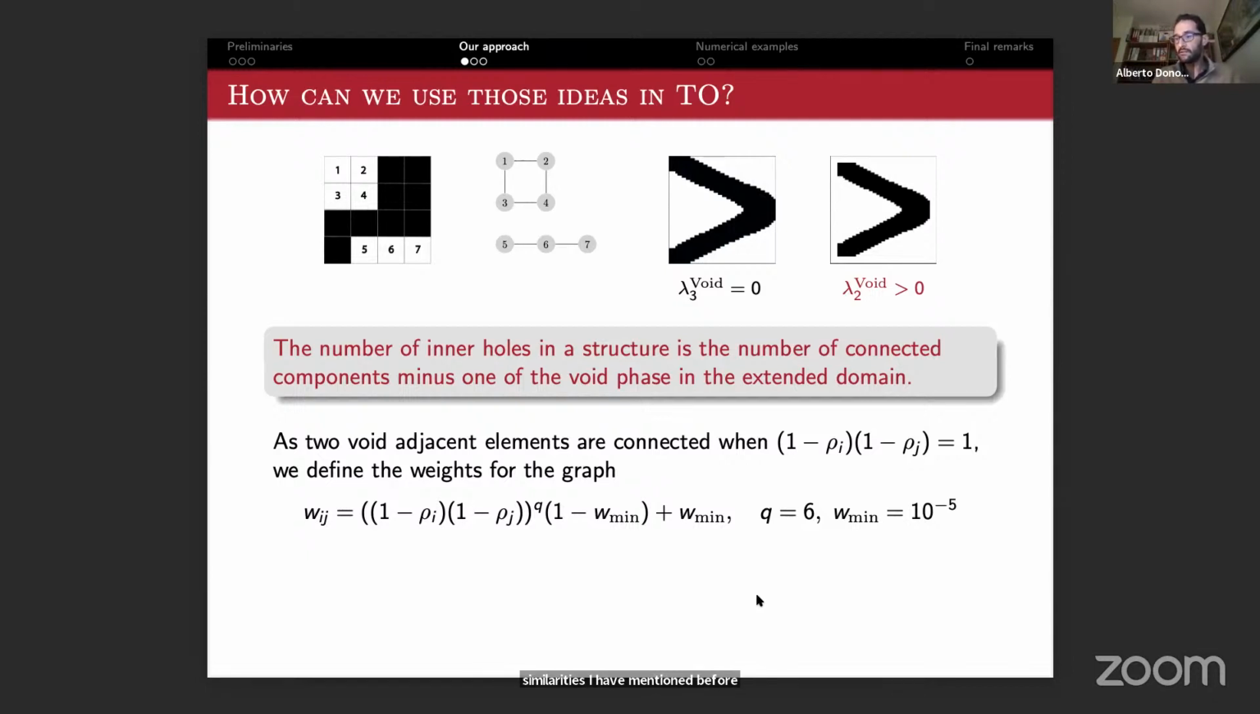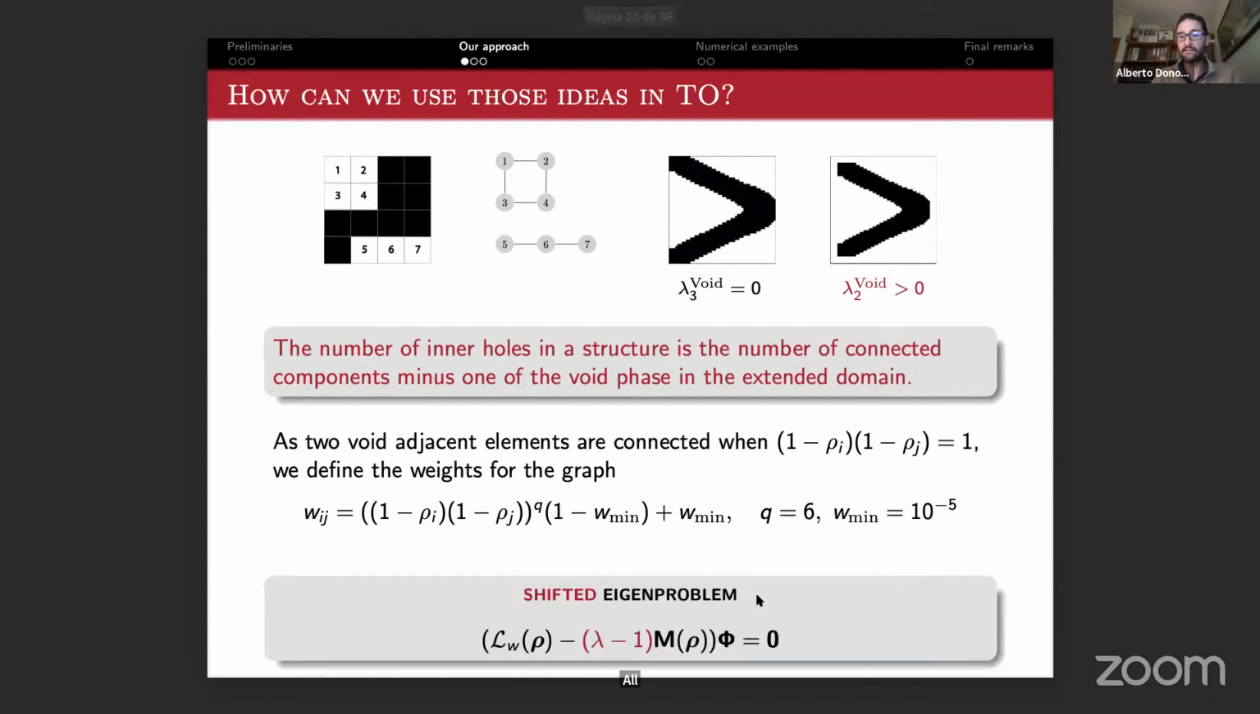All this leads to solve the following eigenproblem that has been previously shifted to avoid the 0 eigenvalue. And even though this is not mandatory here, I think it's convenient, as we will discuss later.